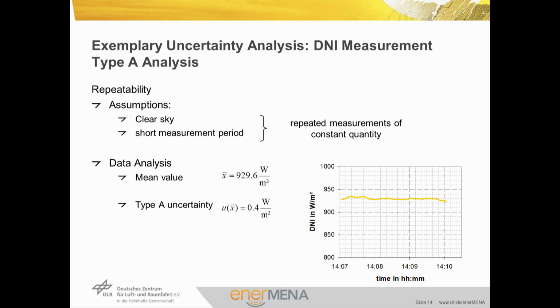The data recorded and illustrated in the diagram results in a mean value of 929.6 watts per meter square, which shall be used as the best estimate in the following. Looking at the characteristic of the DNI measurement on the right, we note that there are only minor fluctuations of the data. This is confirmed by the calculation of the value of the standard deviation of the data. It amounts to 0.4 watts per meter square and represents the type A contribution to the combined uncertainty.